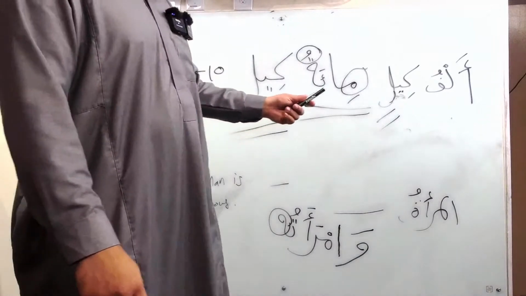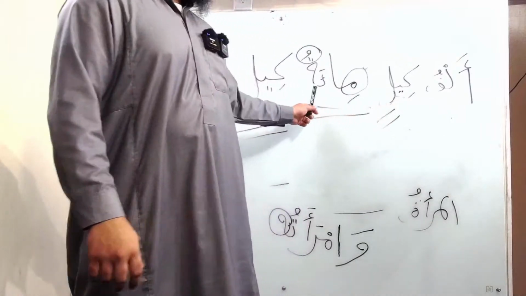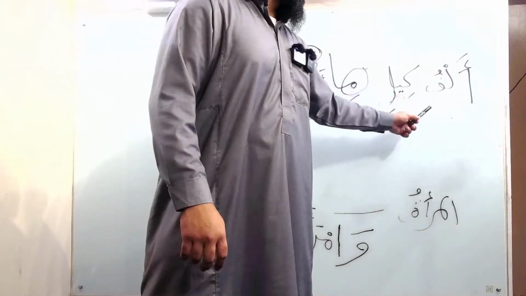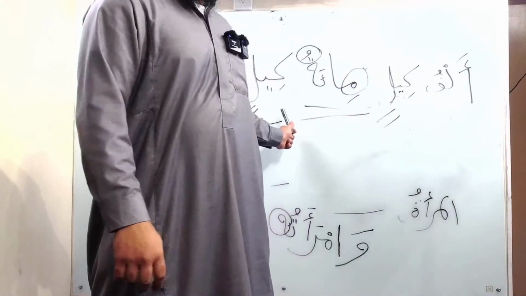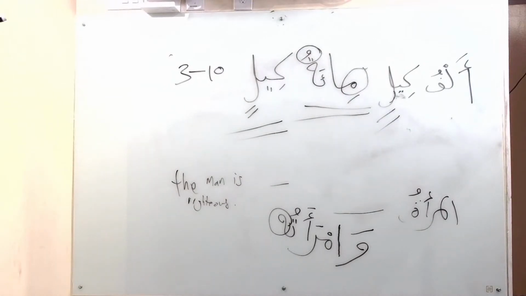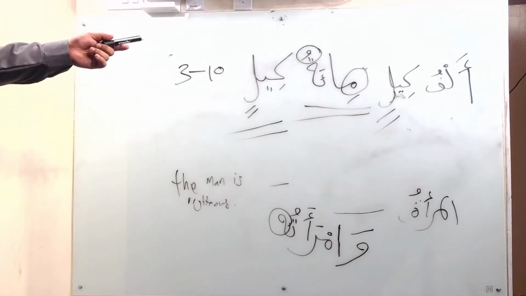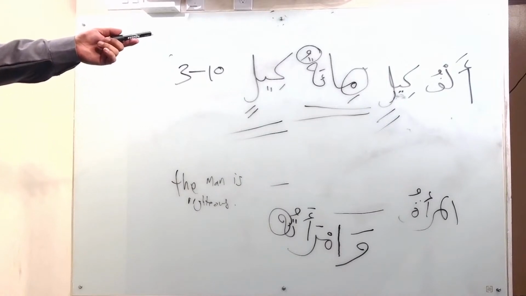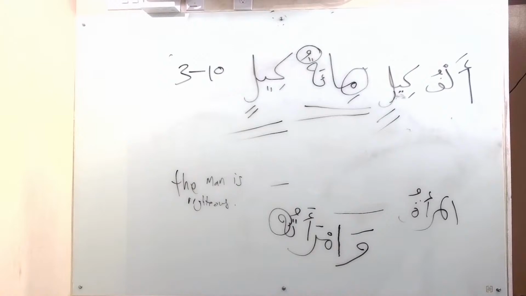Now, with 100 and 1,000, the thing that you're counting after it is singular. Let me say 100 cars. It's going to be mi'atu sayyaratin in Arabic. 100 cars. In Arabic, you're going to say 100 of car, if you translate every word literally. But obviously, it's not going to sound like that to the Arabs. But that's how the word works.